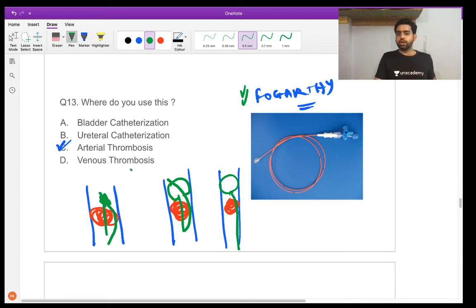Okay, now you guys got confused with the venous thrombosis. What is the treatment of choice for venous thrombosis? Can you remove it? No, not really. So you go for pharmacological treatment. How do you treat it?